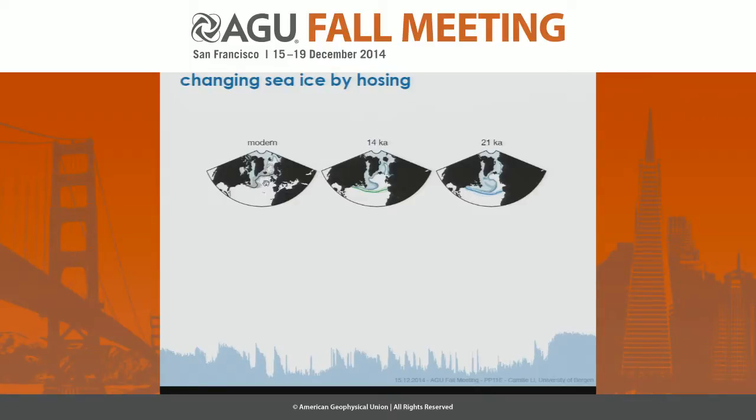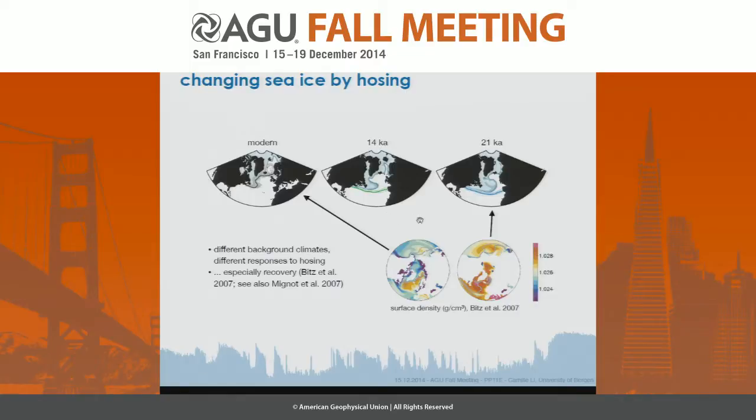I'm showing individual winters for the decade starting 5 years after hosing, so 5 to 15 years after hosing. There's a different number of ensemble members in each of these cases, but what you see is a different distribution after the hosing, which is expected. Also much more variability in the winter ice line in the modern case than in these two, where the individual years are tightly packed there. And also a difference in the recovery time.